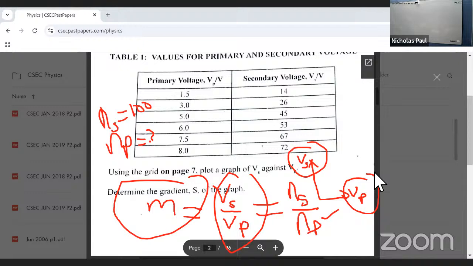Always remember that anytime you plot a graph, that gradient is whatever on your y, whatever on your x. And of course, it's up to you to remember those things. Remember what the actual formula represents.